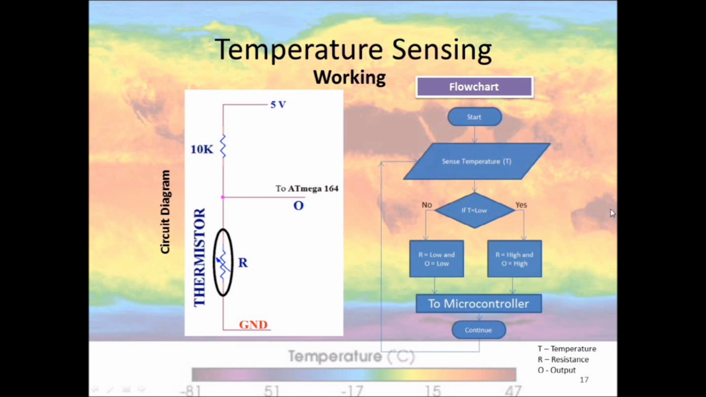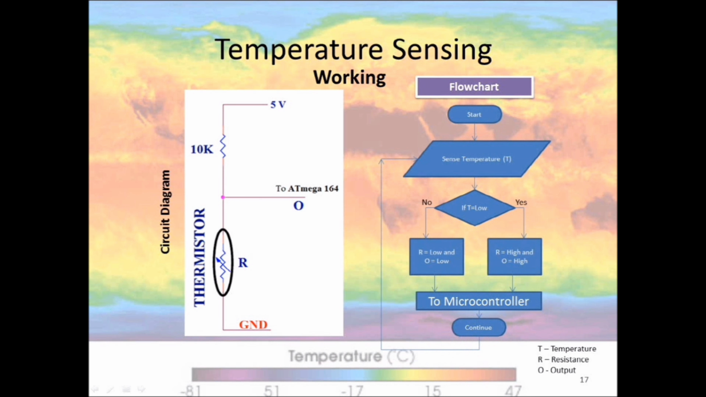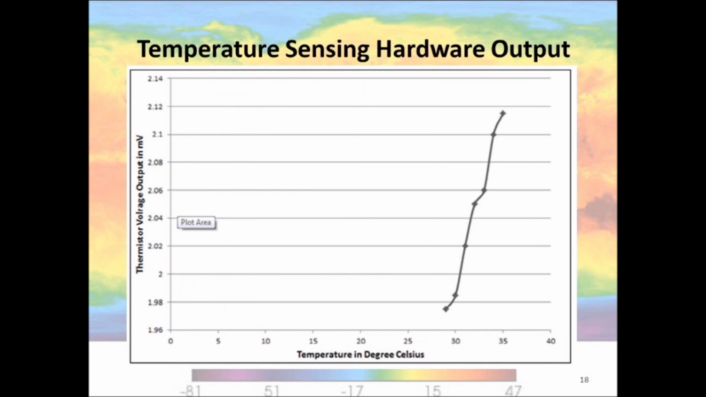The working of the temperature sensor is like this. When the system is switched on, it continuously senses temperature, and if the temperature is high, the resistance of the thermistor becomes low, and vice versa. According to the values got by the microcontroller, the corresponding output is given to the system. Now this is the hardware output that was taken only with the thermistor.